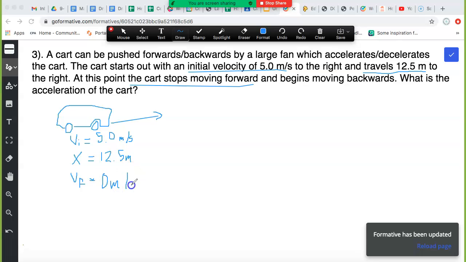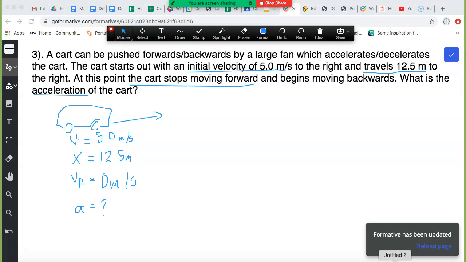So what we need to do is figure out the acceleration. Right now, the acceleration is a question mark. Acceleration equals a question mark. So what we've done so far is identify what we know in this problem and what we're trying to find. And that's half the battle right there.